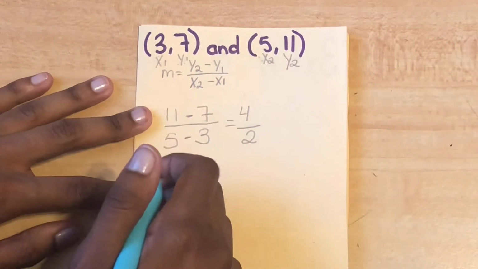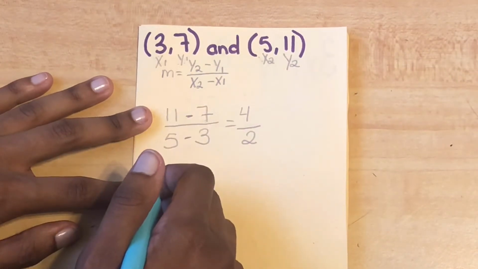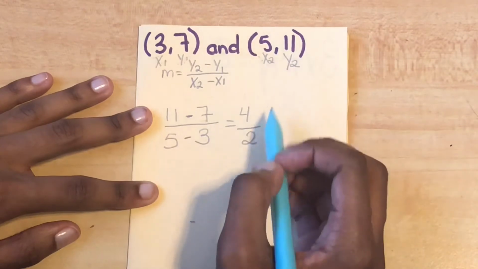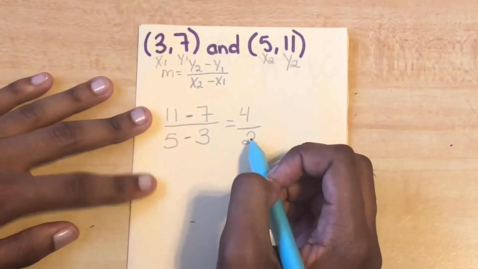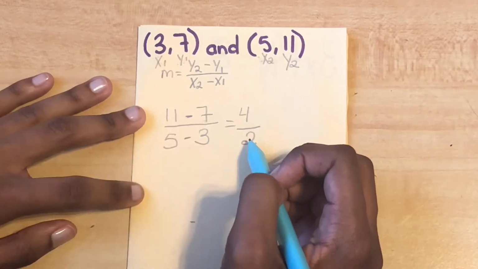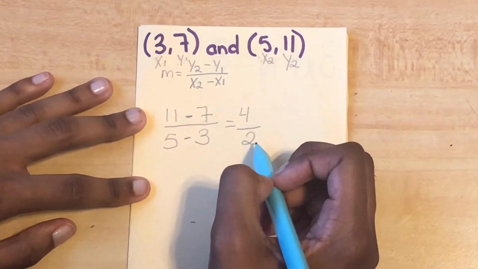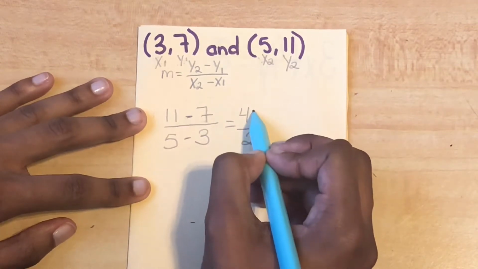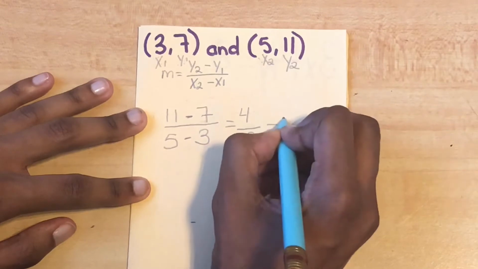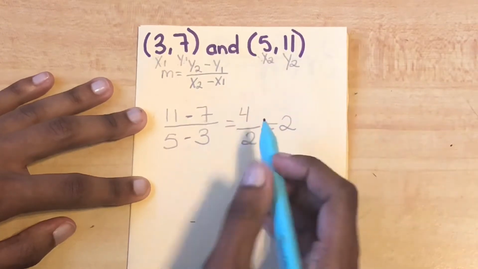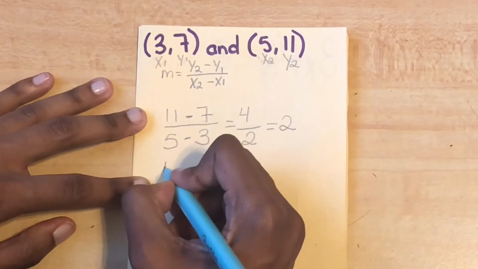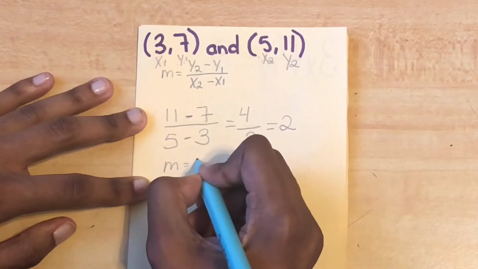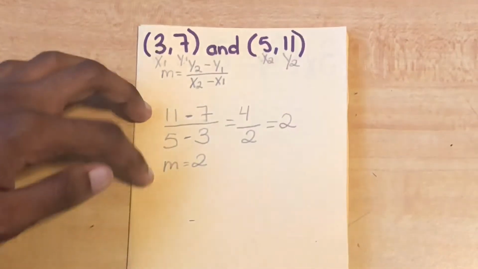Now, most likely we're going to simplify this. So we're going to simplify it, which means we're going to divide until it becomes the smallest number it possibly can. So for here, 2 can go into 4 2 times. So that means our new slope, our m, is going to be 2.